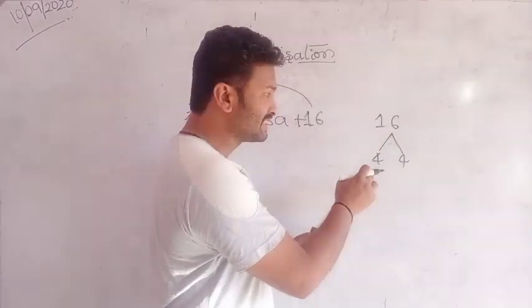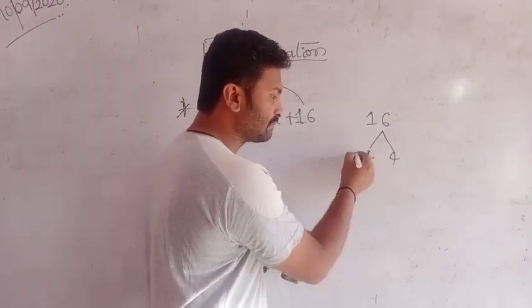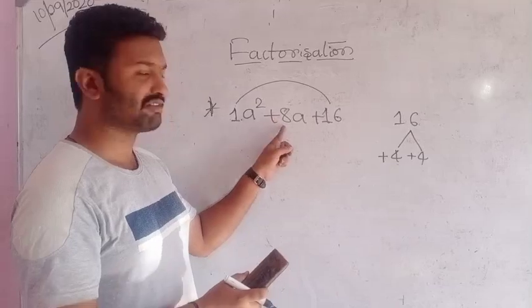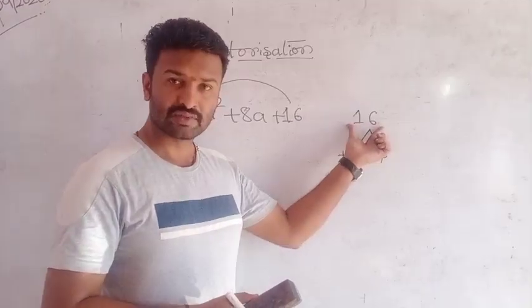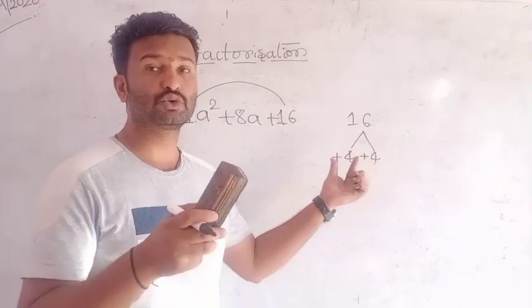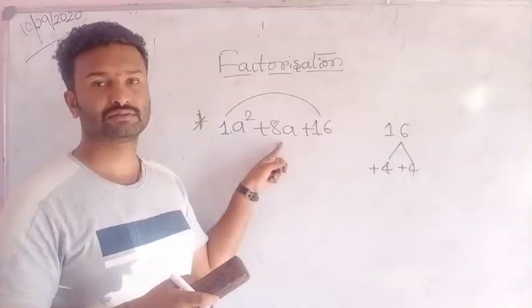And how to get 8 here? Add and subtract both the factors. Plus 4 how much? 8 you will get. Okay, after factorizing this number you have to add and subtract to get the middle term.